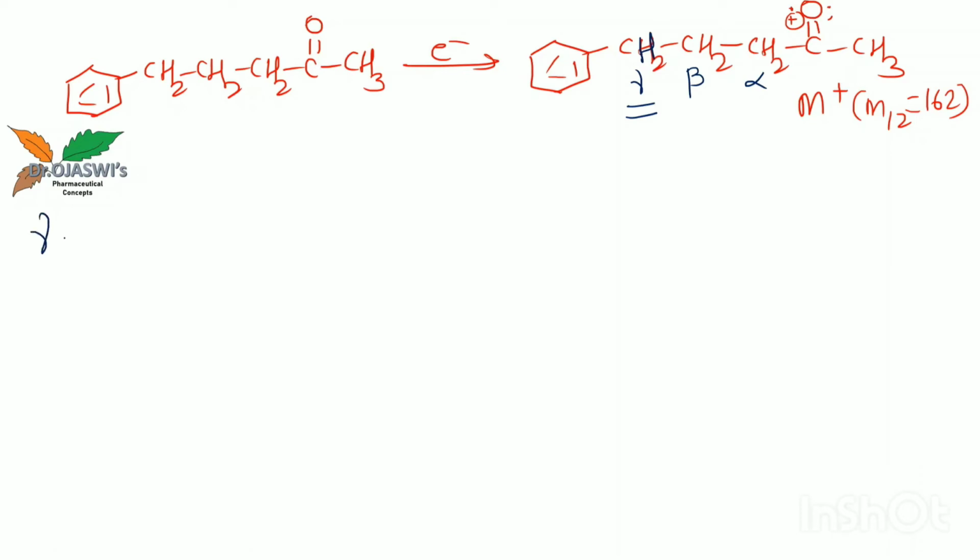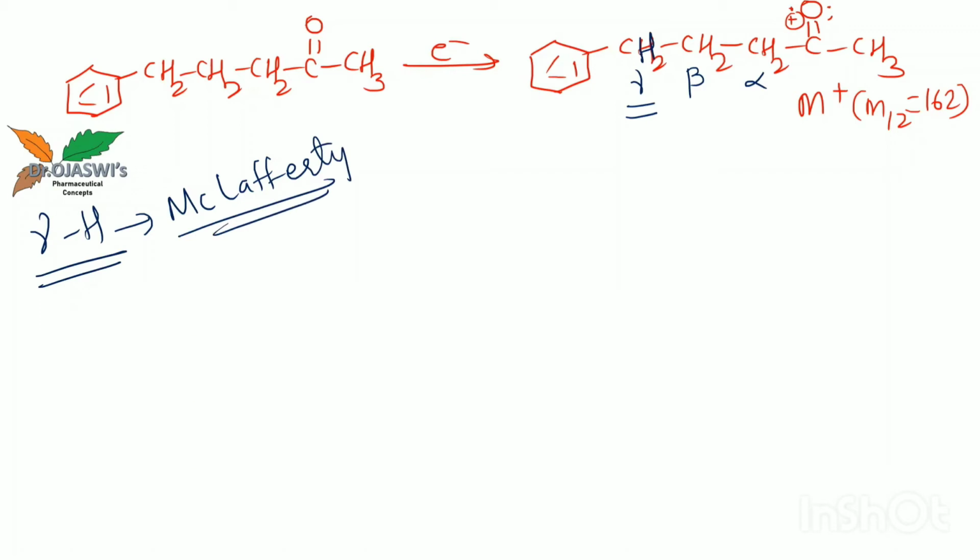Whenever I see the presence of a gamma hydrogen, I can carry out McLafferty rearrangement. That means this particular structure can undergo McLafferty rearrangement, and the MR ion, that is the McLafferty rearrangement ion, can be formed. So this could be one of the preferred pathways. As far as the stability of the fragment ions is concerned, those ions which are stable will be formed, they will remain as such, reach the detector and get detected. So everything depends on the stability of the ions.